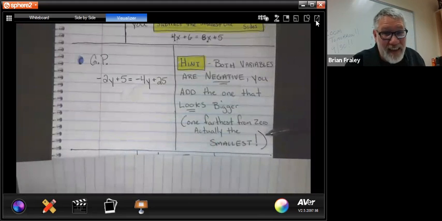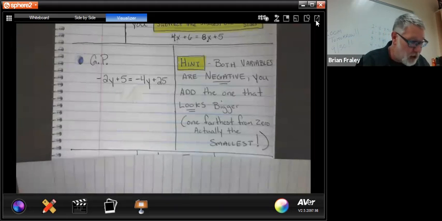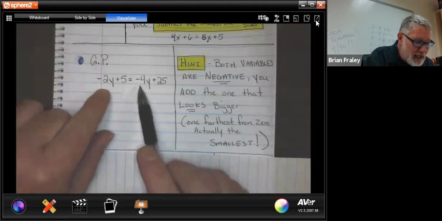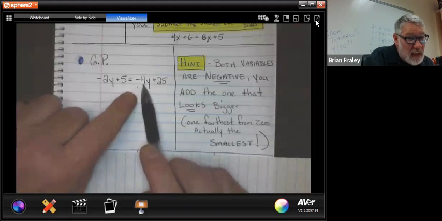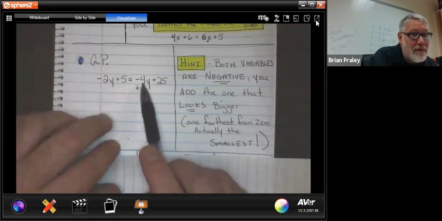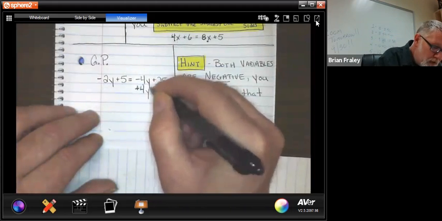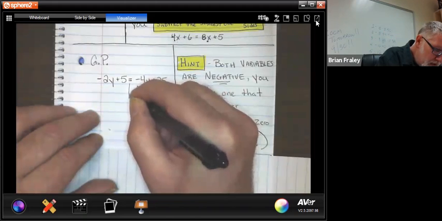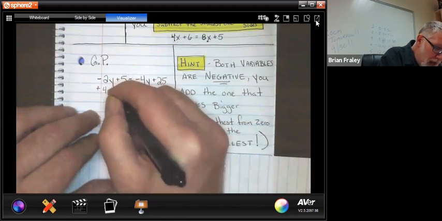And actually, that's really the smallest one. So the one that looks the biggest, we remember, is actually the smallest, in actuality, because it's farther from 0. So looking at it, negative 4y looks like it's the largest one. It's really the smallest, but we're going to add 4y to both sides. So go ahead and write plus 4y. And over here, we're also going to write plus 4y.